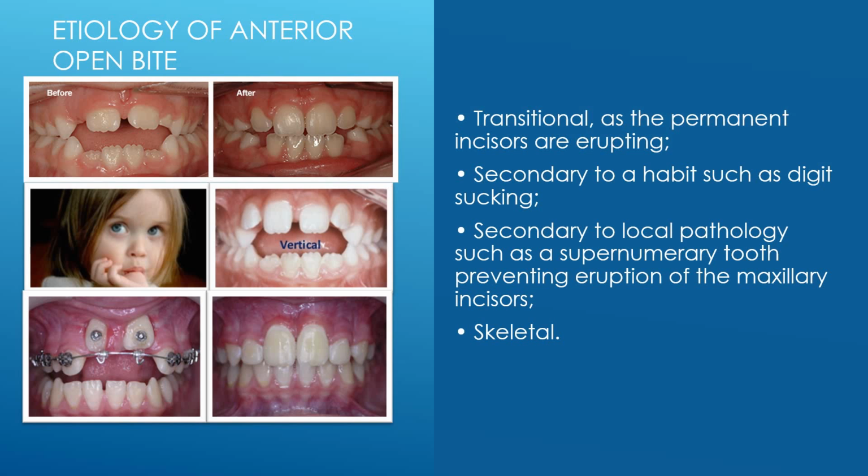Etiology of anterior open bite. What is the etiology of anterior open bite? Anterior open bite can be in part due to a history of thumb sucking or digit sucking, which has also caused narrowing of the maxillary arch and a posterior crossbite.